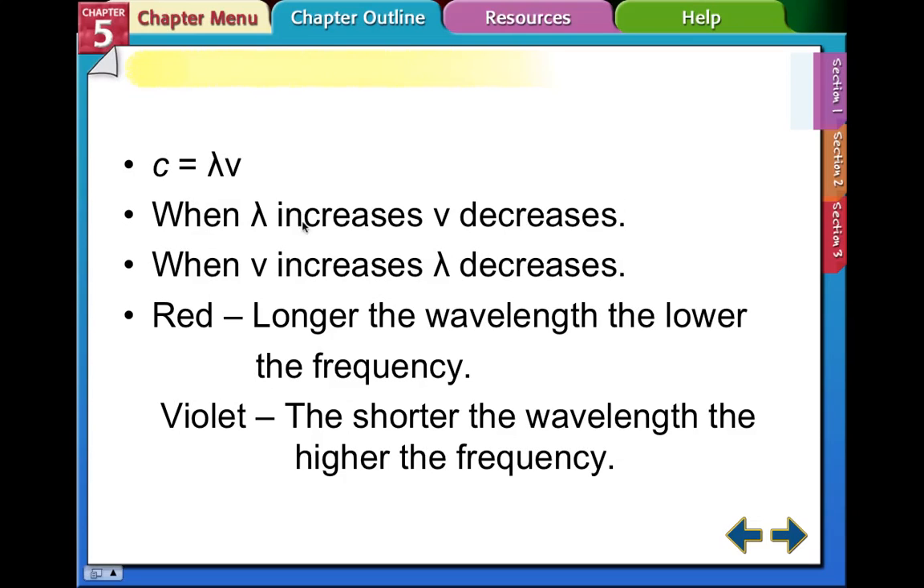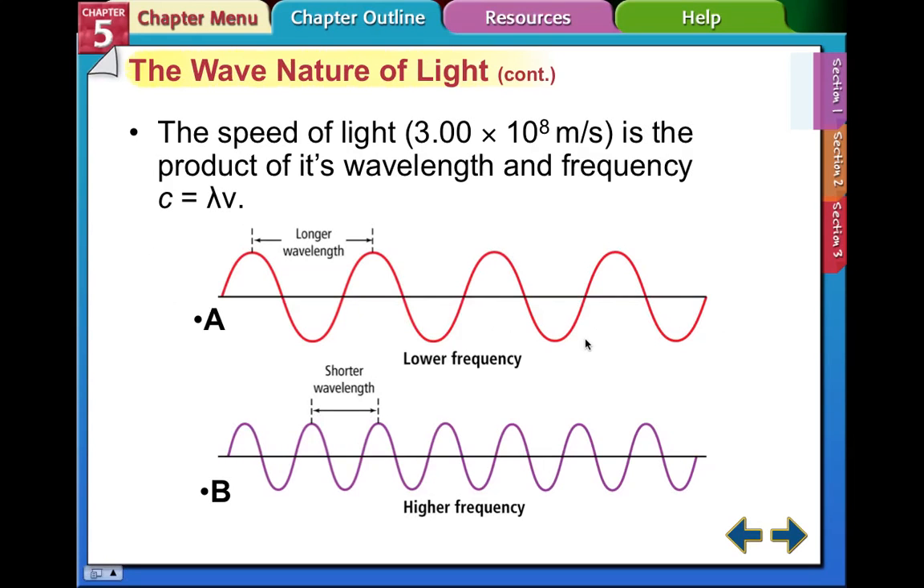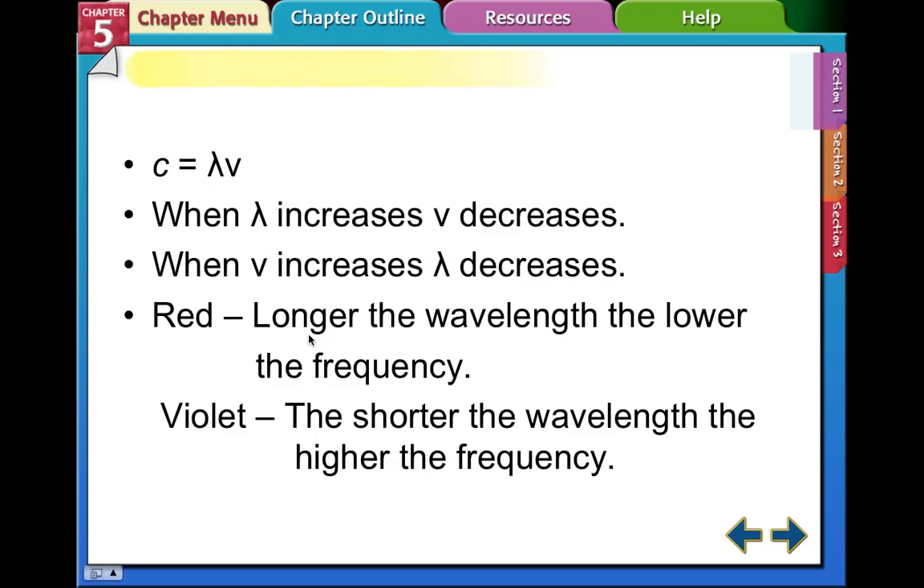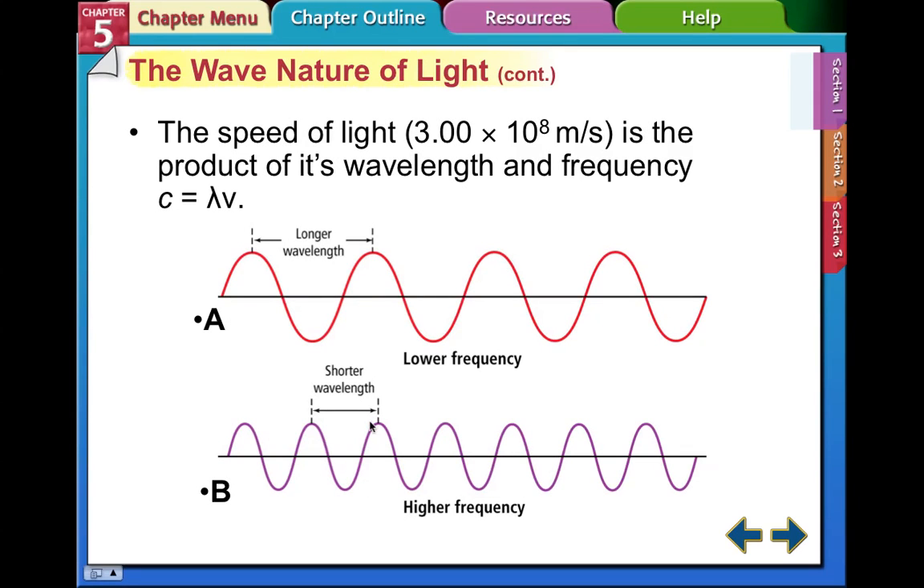So, when wavelength increases, velocity decreases. When velocity increases, wavelength decreases. Okay? So you can go back and look at the picture before. The red one, the longer the wavelength, the lower the frequency. The longer the wave is, the fewer waves that you have. Now, looking at the violet one, the shorter the wavelength, the higher the frequency. So the more waves that you have, the higher your frequency.